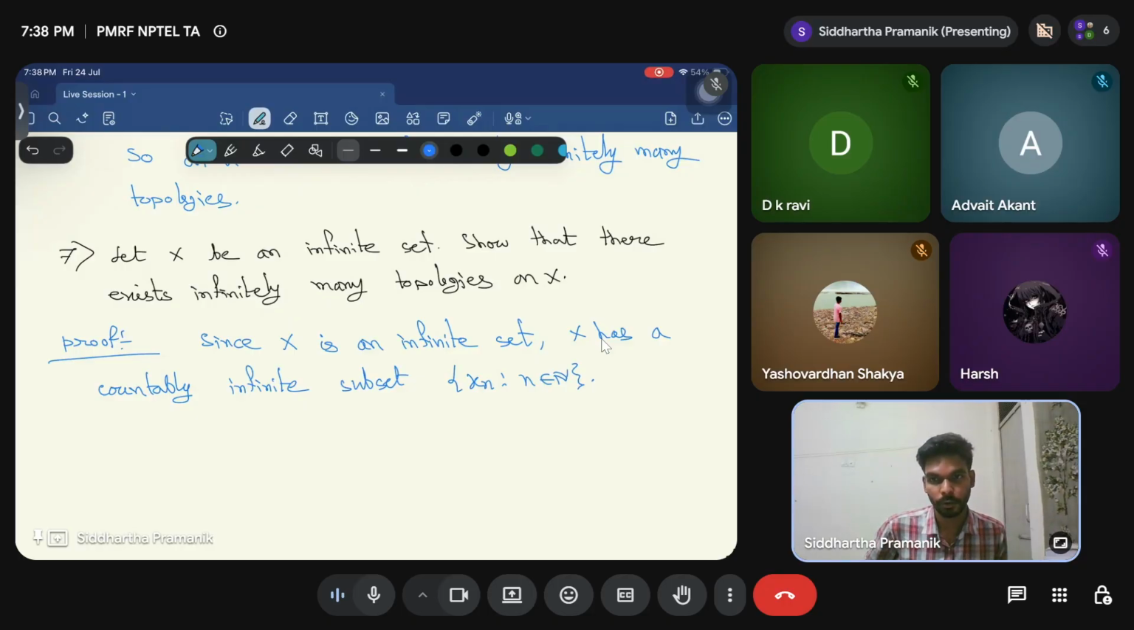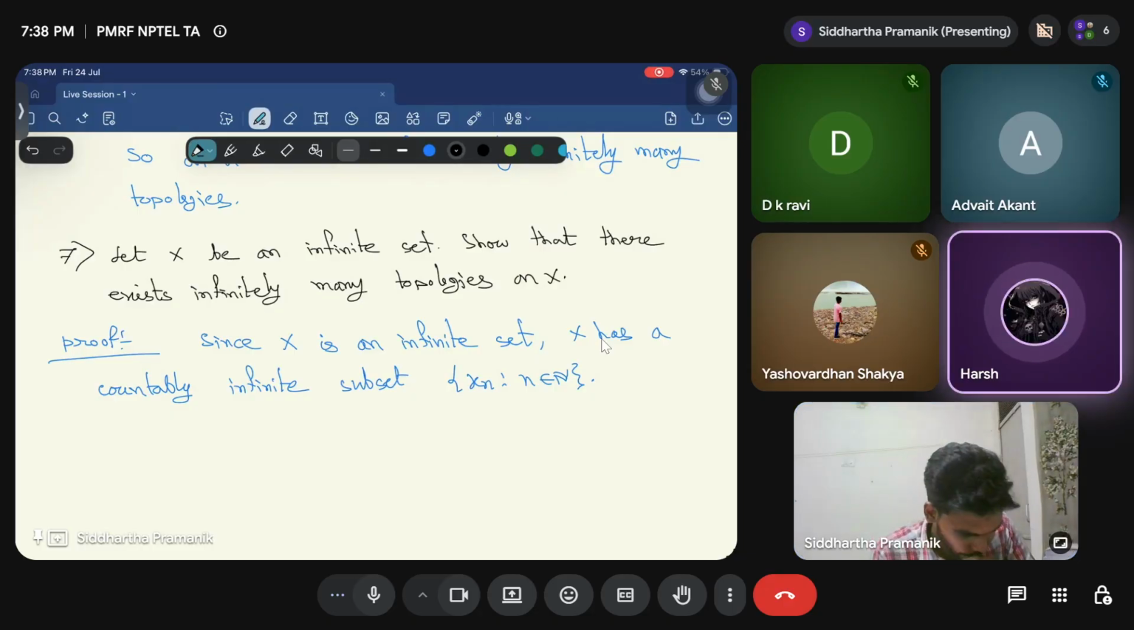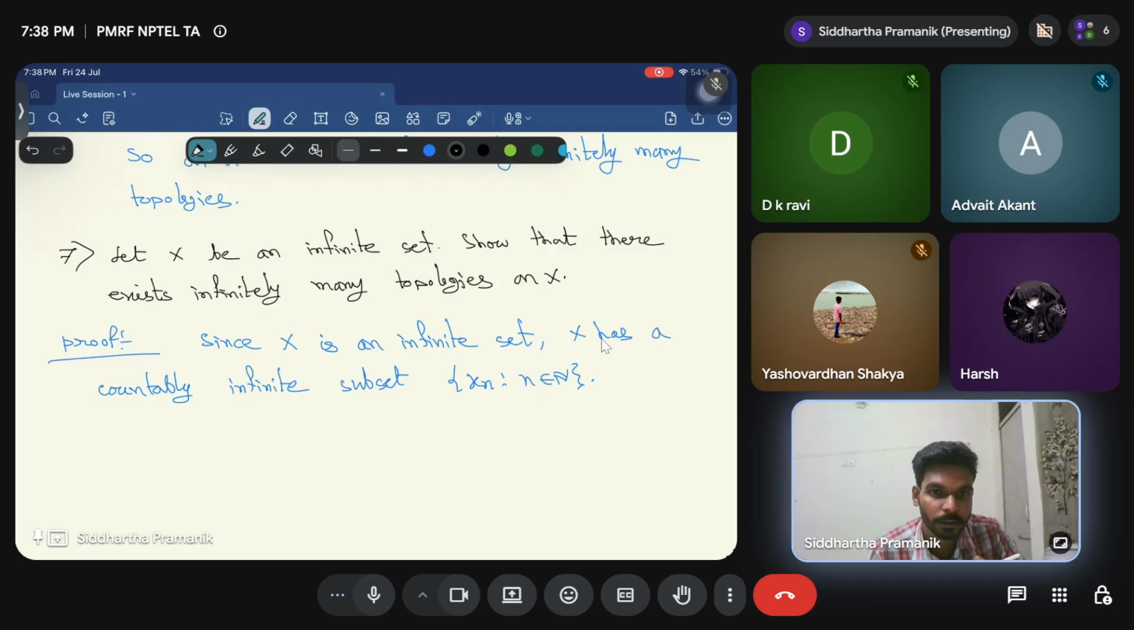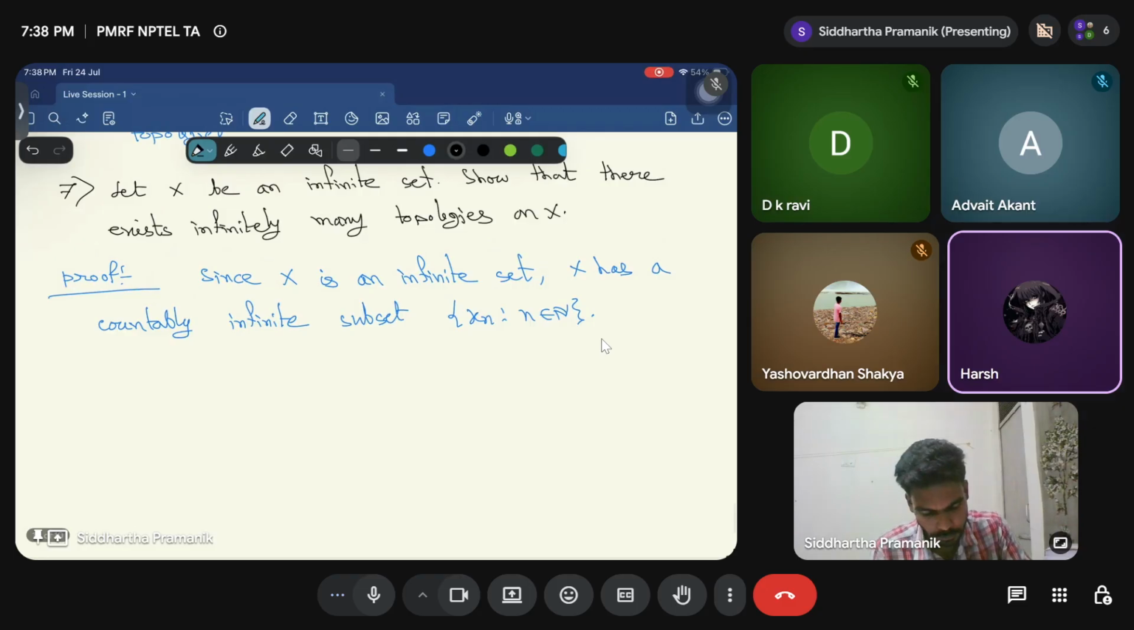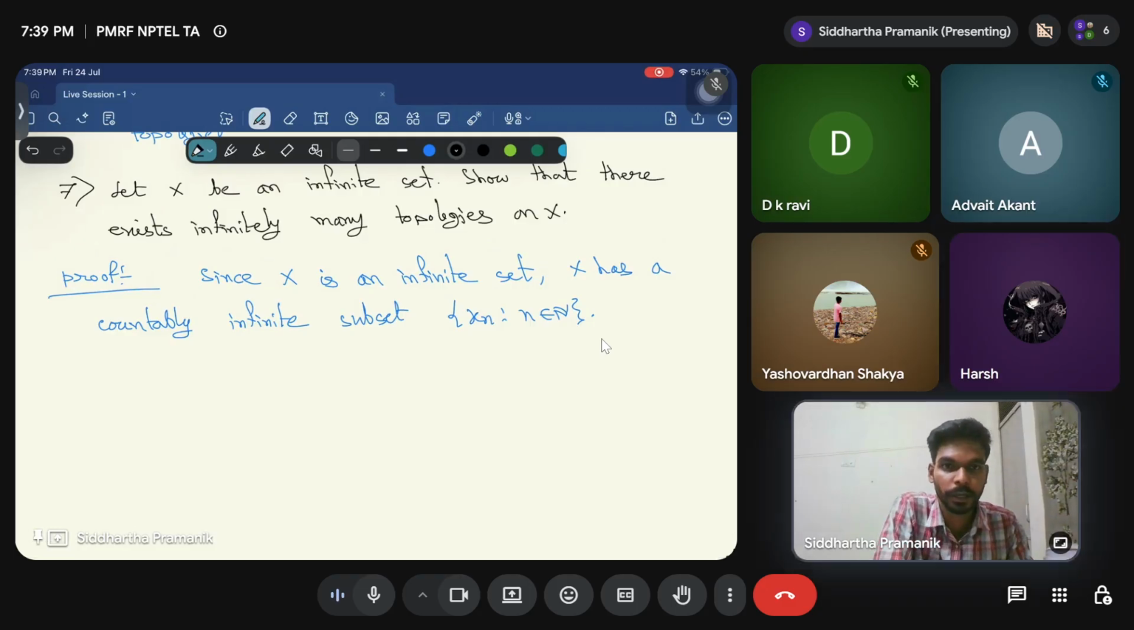So do you know how to do this, how to prove this? Yes, anyone? Sir, every open ball on a set is a ball. Actually, your voice is not clear. Sir, every open ball is also a topology. So I think using that we can. Sorry, I'm not able to hear you clearly. Maybe you can write it in the chat box.